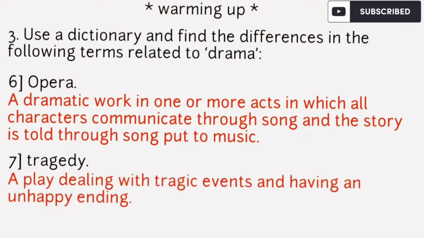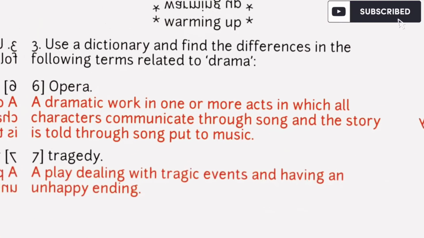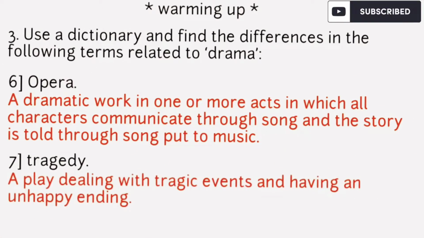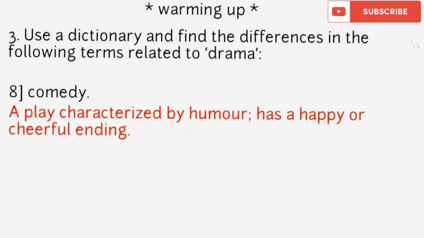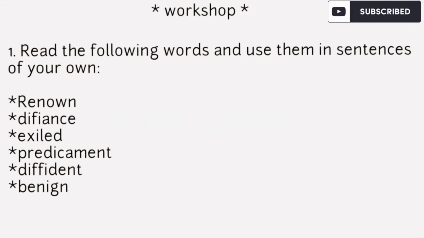Okay, next one is opera, a dramatic work in one or more acts in which all the characters communicate through songs and the story is told through song put to music. Tragedy, a play dealing with tragic events and having an unhappy ending. Next one, comedy, a play characterized by humor, has a happy or cheerful ending. So here we finished with the dictionary words.